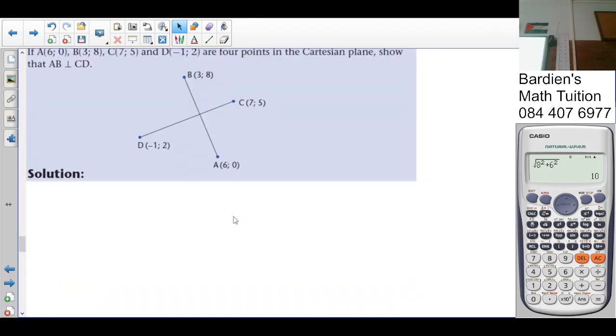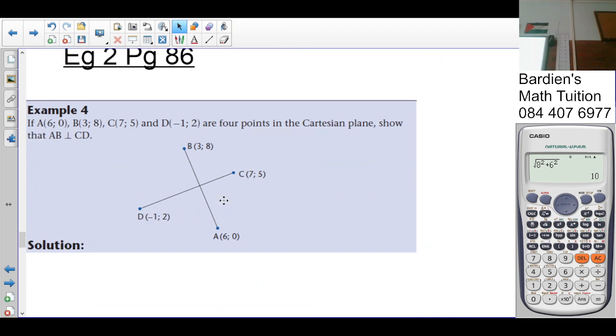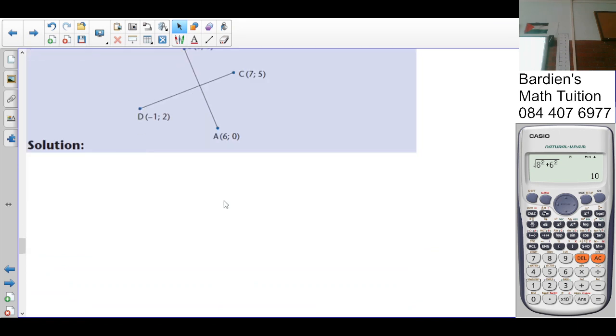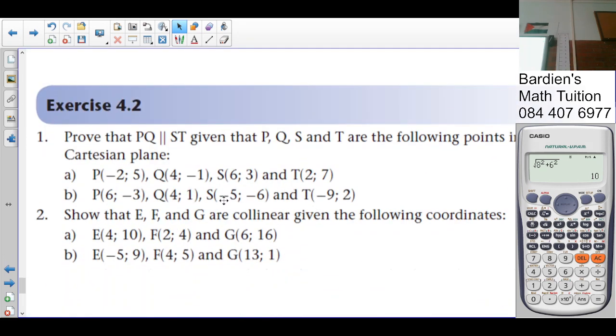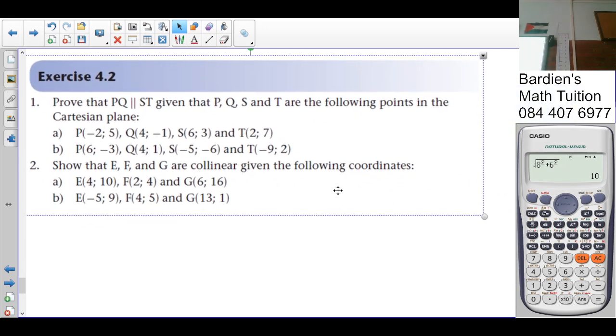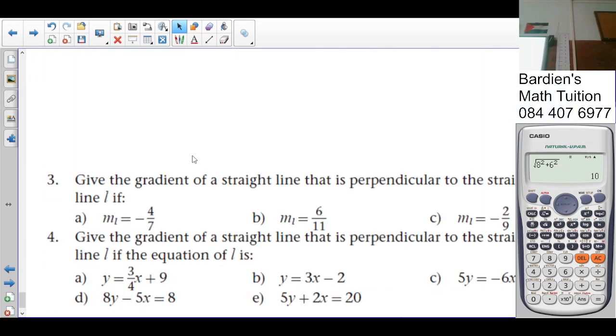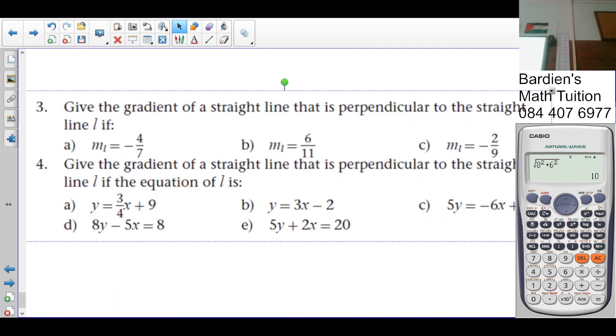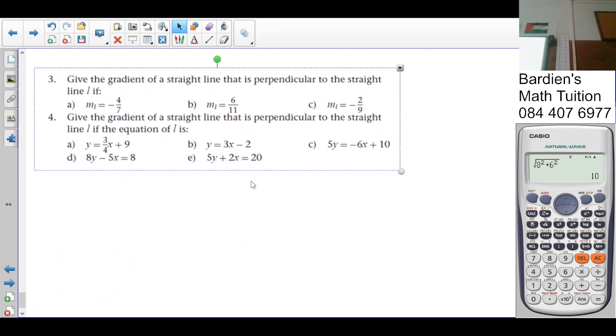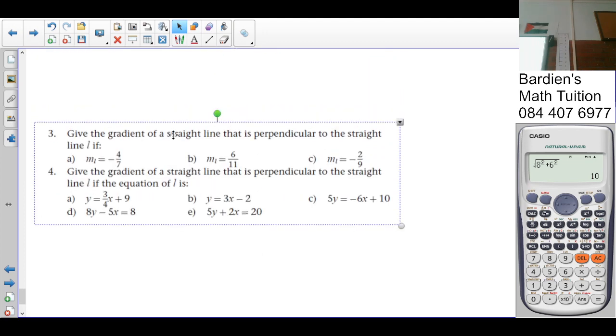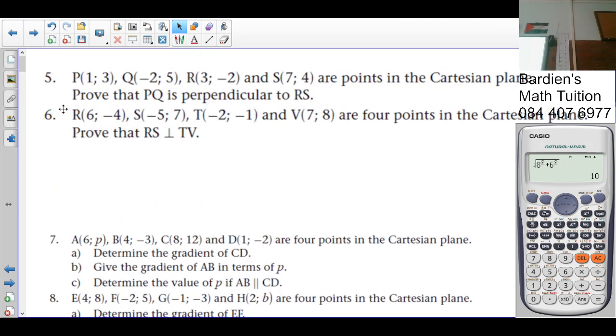People, we'll do number 4 tomorrow. For homework, I would like you guys to do exercise 4.2. Out of exercise 4.2, you should be able to do numbers 1, 2, 3, 4, 5 and 6. So you're going to do numbers 1 to 6 out of exercise 4.2.